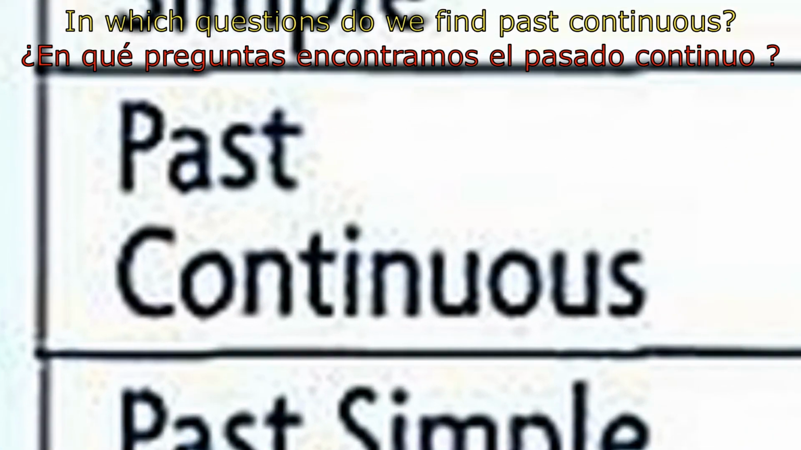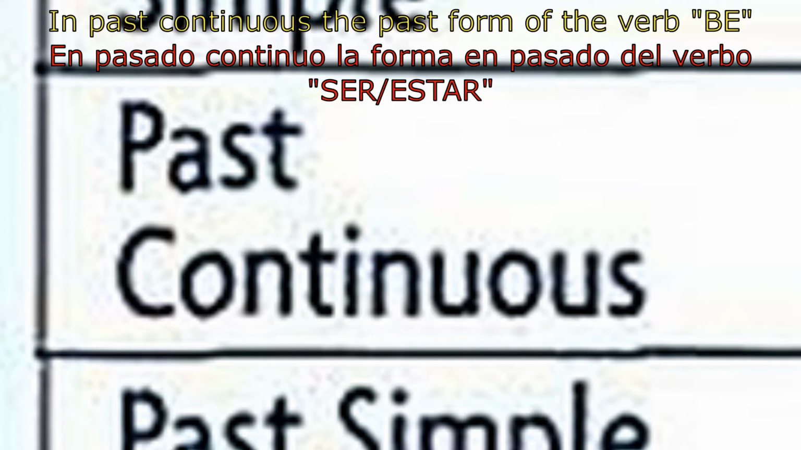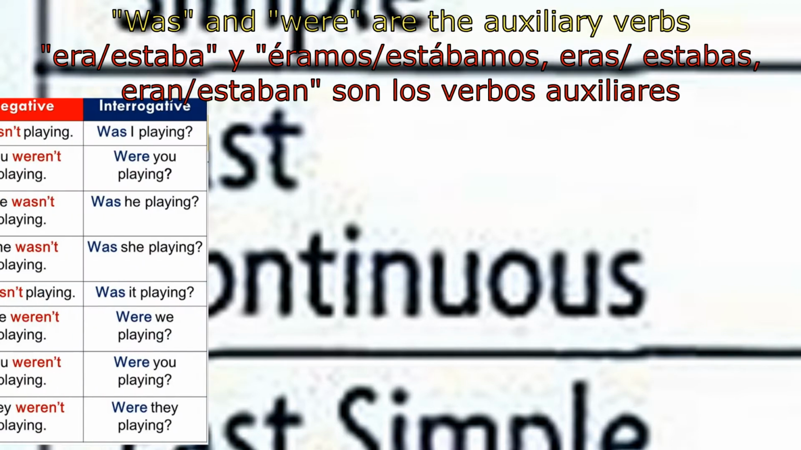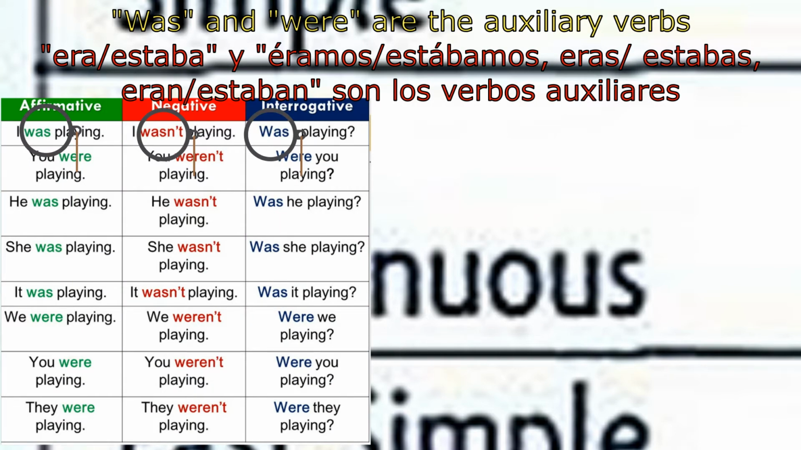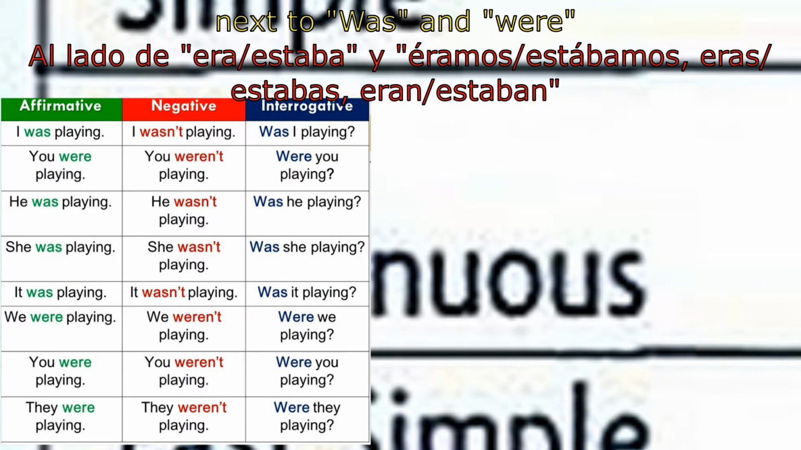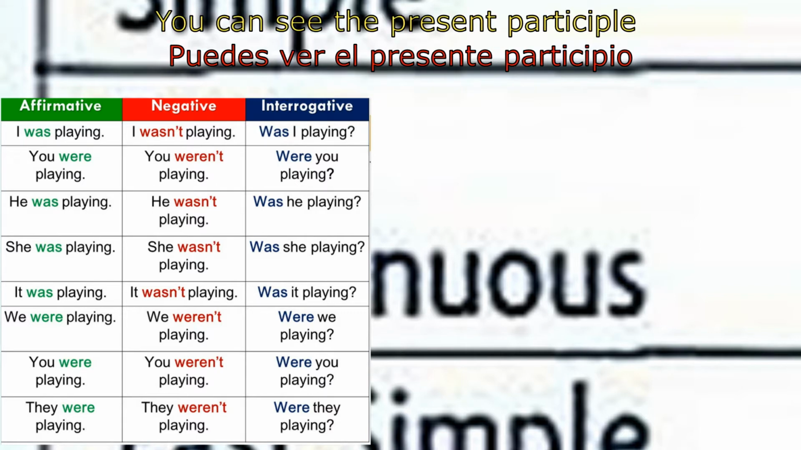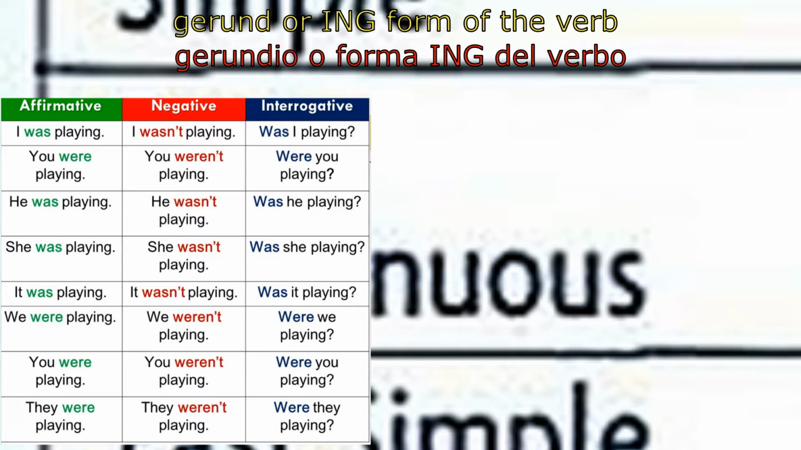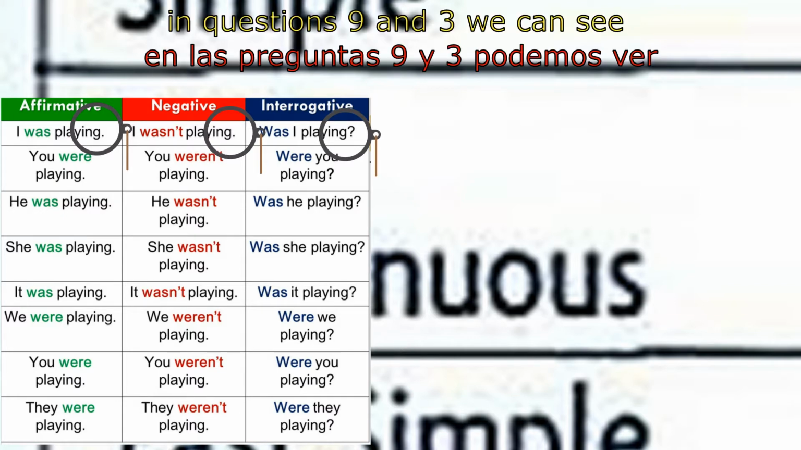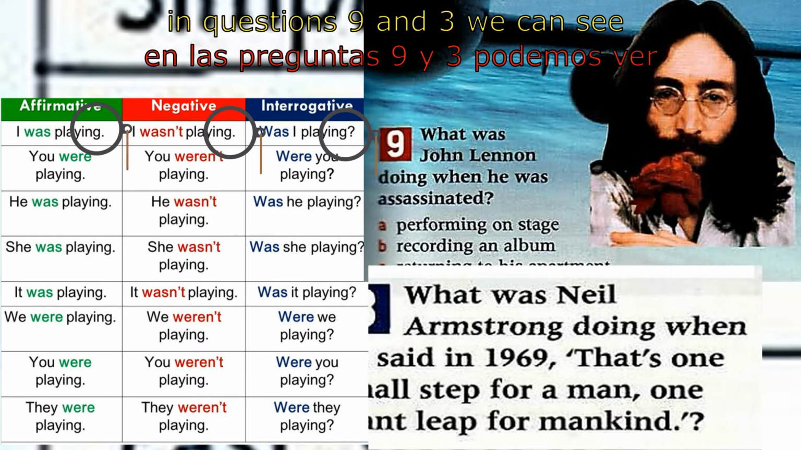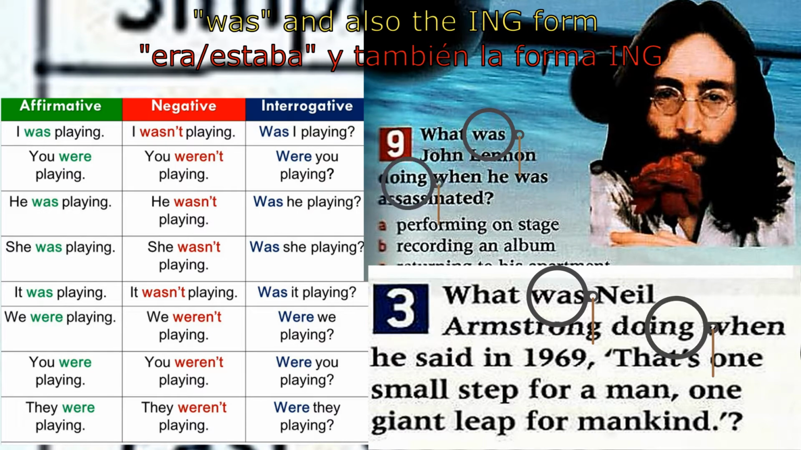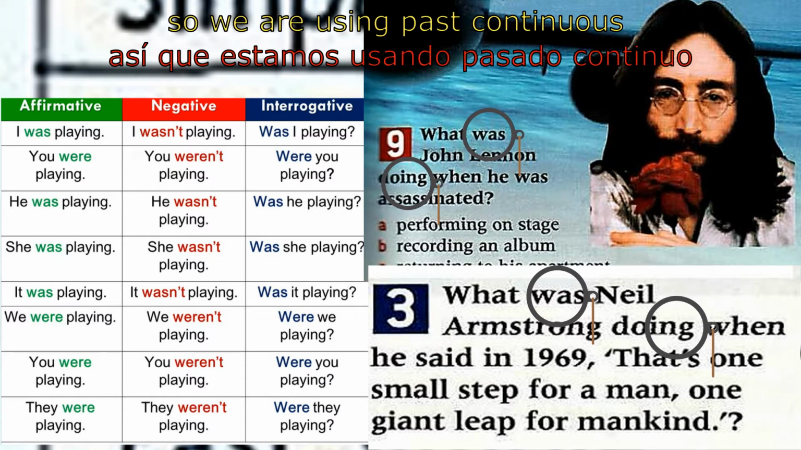In which questions do we find past continuous? In past continuous, the past form of the verb be, was, and were are the auxiliary verbs. Next to was and were, you can see the present participle, gerund, or ing form of the verb. In questions 9 and 3, we can see was and also the ing form, so we are using past continuous.